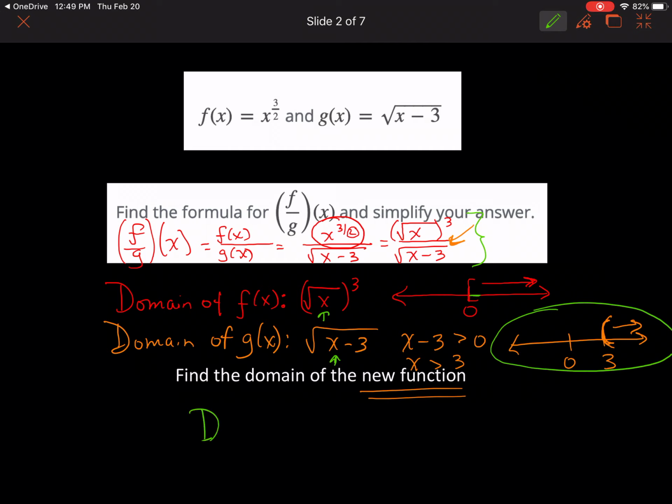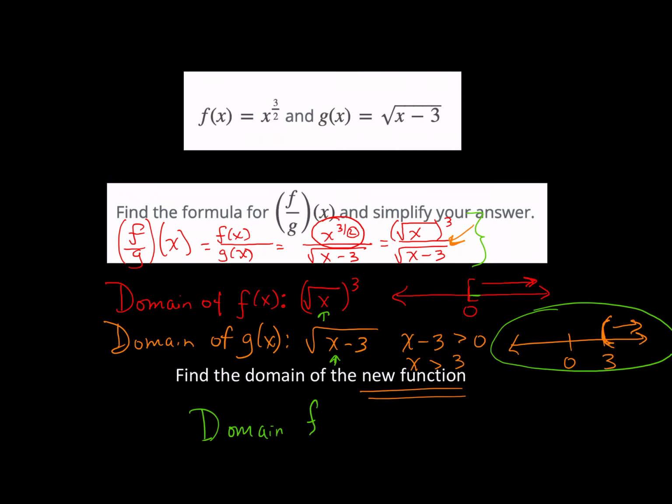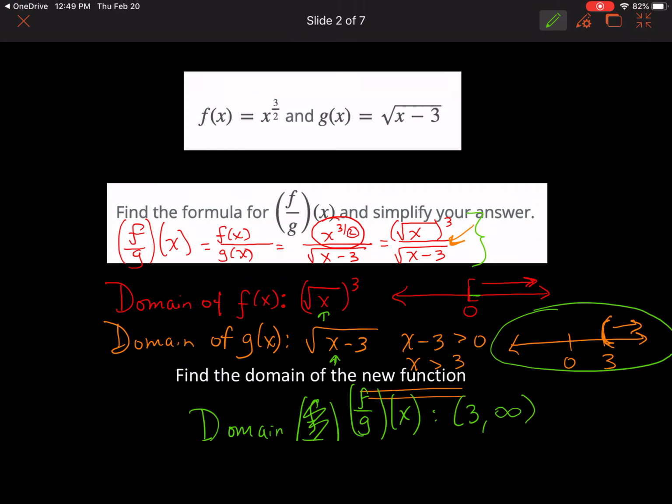So the domain of f divided by g of x is going to be non-inclusive 3 up to infinity. Also not included at the endpoint. Okay, let's try something else.